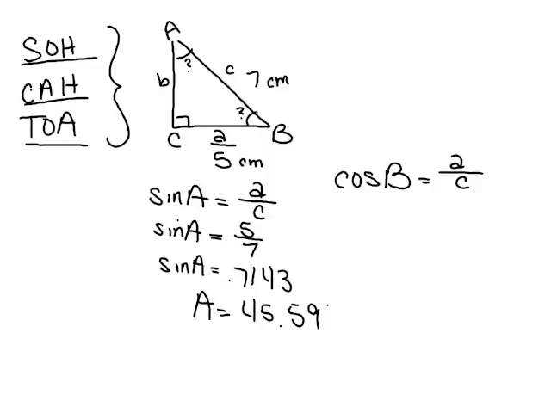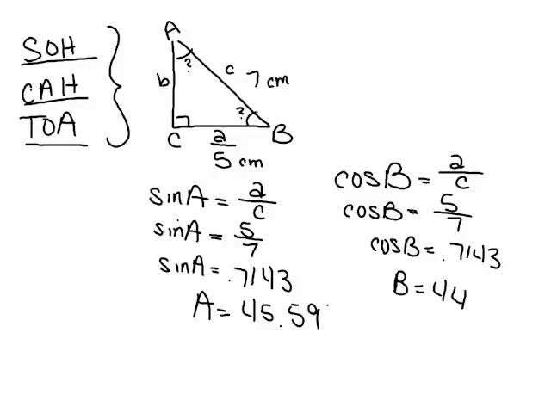Then I plug in what I know. So cosine for angle B: adjacent side, 5. Hypotenuse side, 7. 5 divided by 7. So the cosine for angle B equals 0.7143. And same thing, I can use the second function on my calculator. So hit second function, then cosine. My cosine for angle B should give me 44.41, which is the same thing we get if we subtract 45.59 from 90. This is just a way to verify.